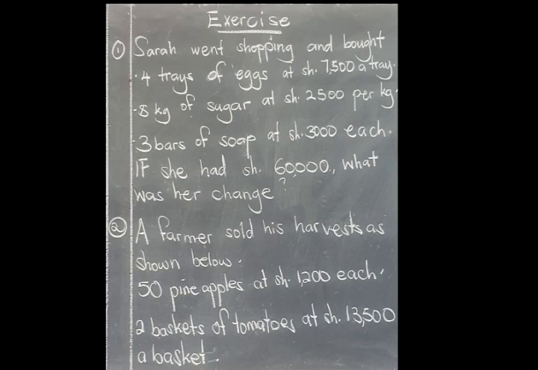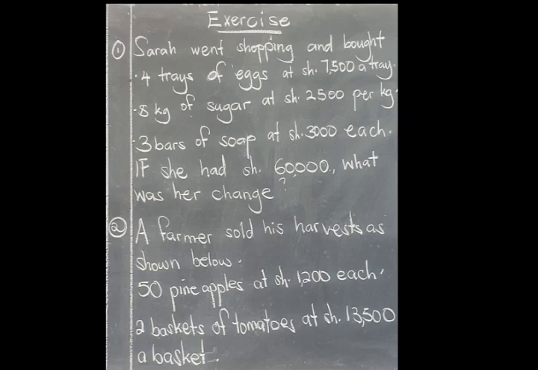So can we try these three numbers to see whether we've learned how to handle buying and selling. Exercise number 1. Sarah went shopping and bought 4 trays of eggs at 7,500 shillings a tray, then 8 kilograms of sugar at 2,500 shillings a kilogram, 3 bars of soap at 3,000 shillings each. And they say, if she had 60,000 shillings, what was her change?